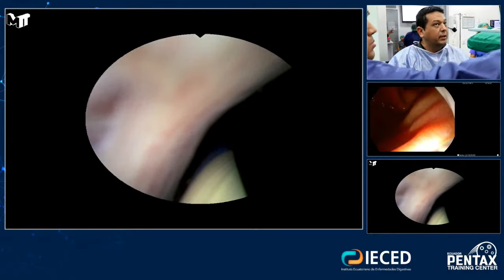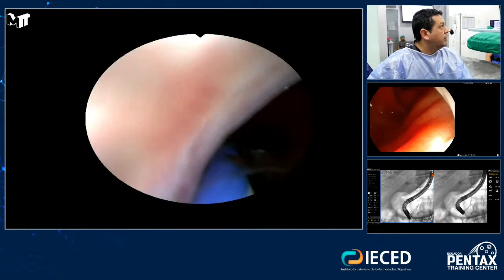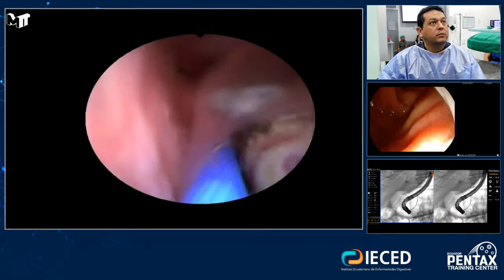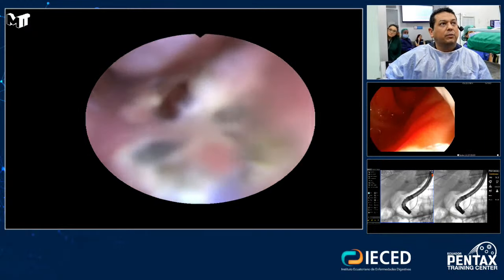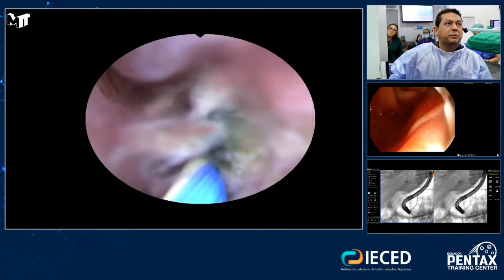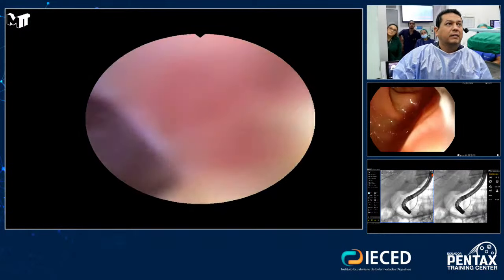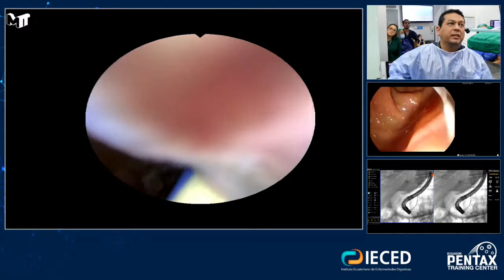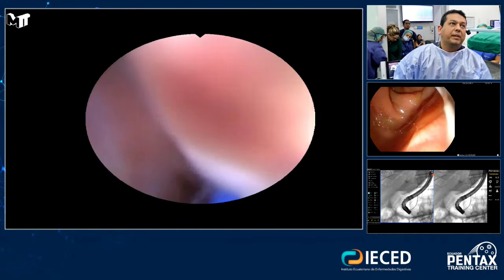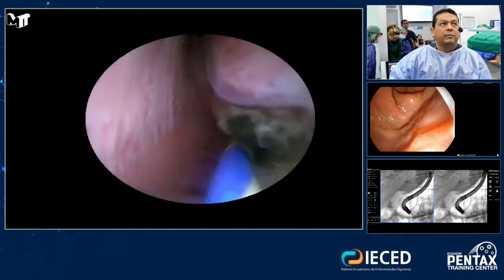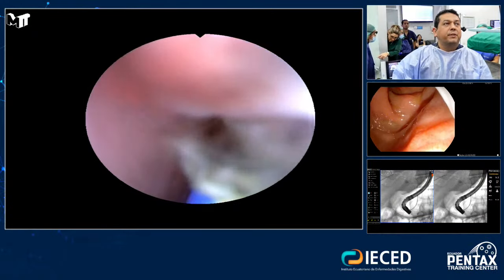Colangioscopía. Imagen en grande del colangioscopio. So now we see here the tumor invasion very well. This is very clear to see. I want to show you. You see the epithelium. So here you see the ulcer, and this ulcer is because of the invasion.